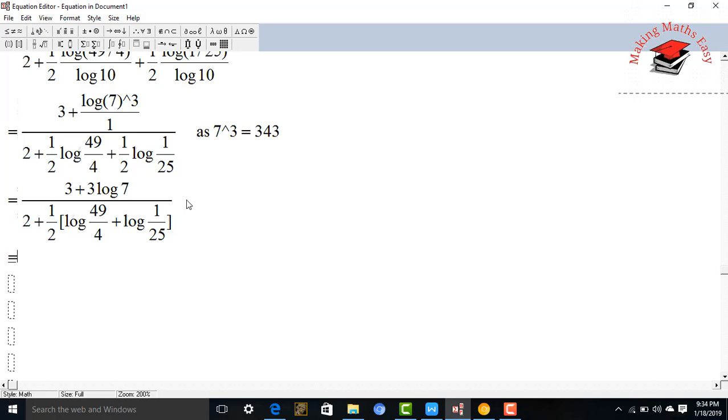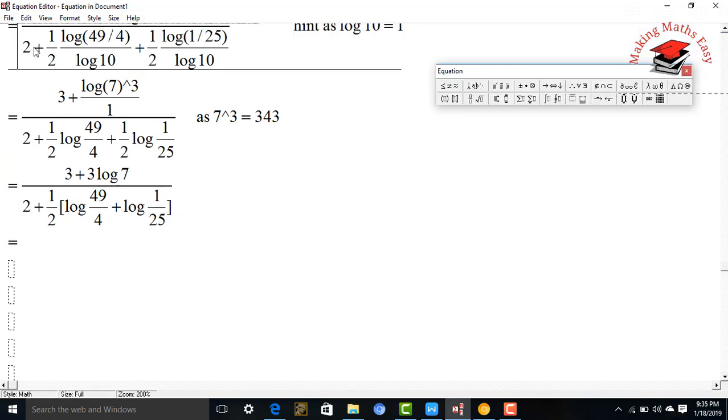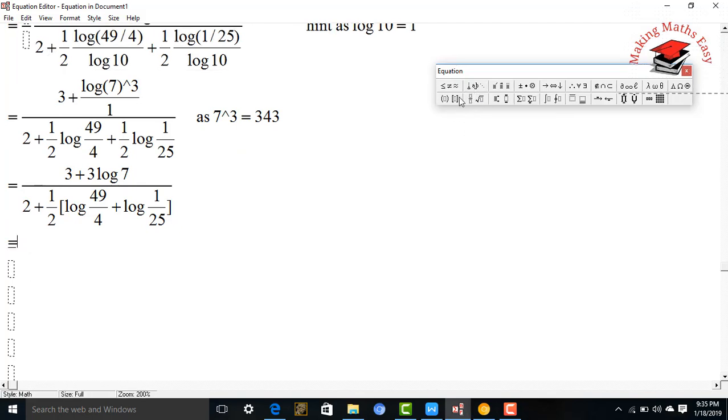Now we will write the numerator as it is, which is 3 plus 3 log of 7. We will write it as it is, divided by 2 plus 1 by 2, 1 divided by 2, log of 49 upon 4 plus log of 1 upon 25. So we will simplify this and we will find out the answer.